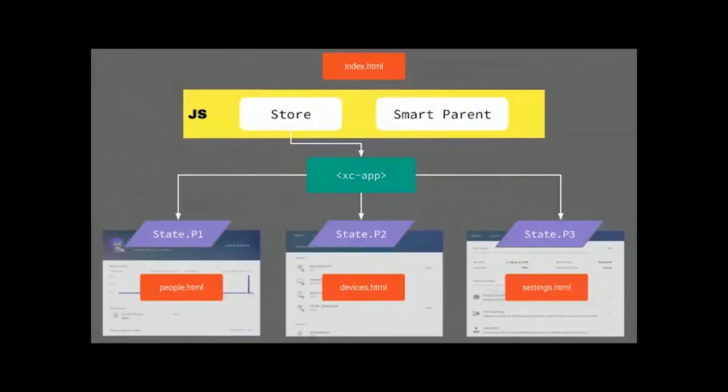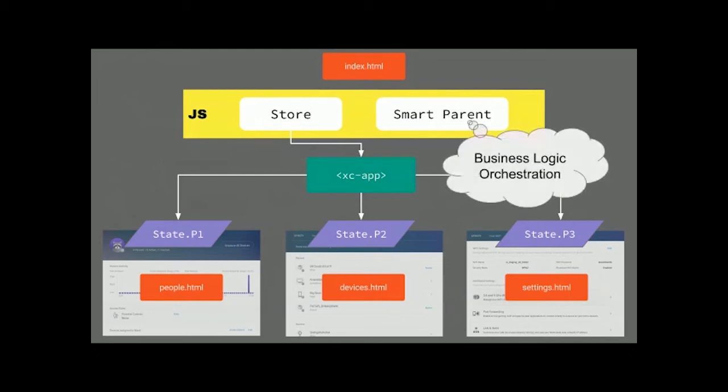So again, this is what happens. Our index page loads in just plain old vanilla JavaScript. Really want to emphasize the vanilla JavaScript. Our Redux store starts. We have the smart parent, which we'll talk about in a second, but the store is passed into our XC app container, and our app container is responsible for giving state to each one of these views, the people page, devices, and settings page. And all your business logic should be contained in this smart parent, and it completely separates out your views from the business logic.